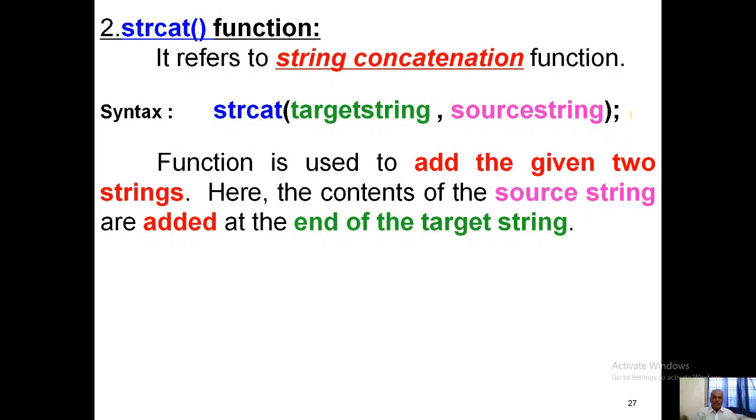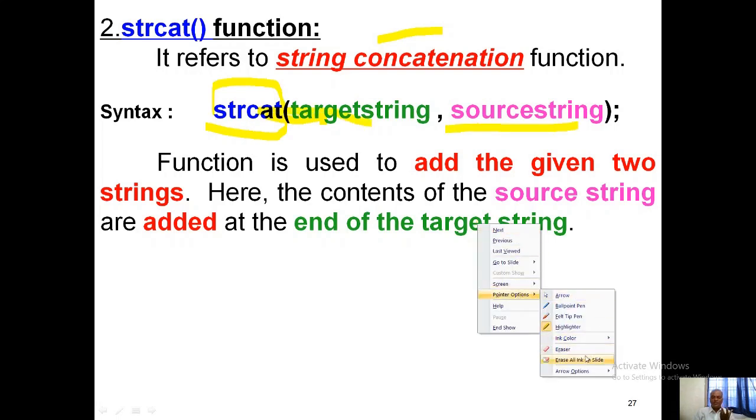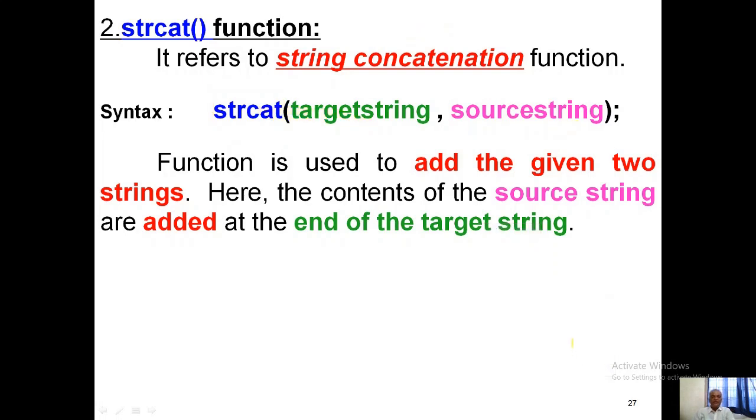Concatenation means it is used to add two given strings. strlen is meant for finding out the length of the string, but string concatenation is going to add the two strings. Here the contents of the source string are added to the end of the target string. So the syntax is strcat, string concatenation, target string and source string. It is going to add two strings together.